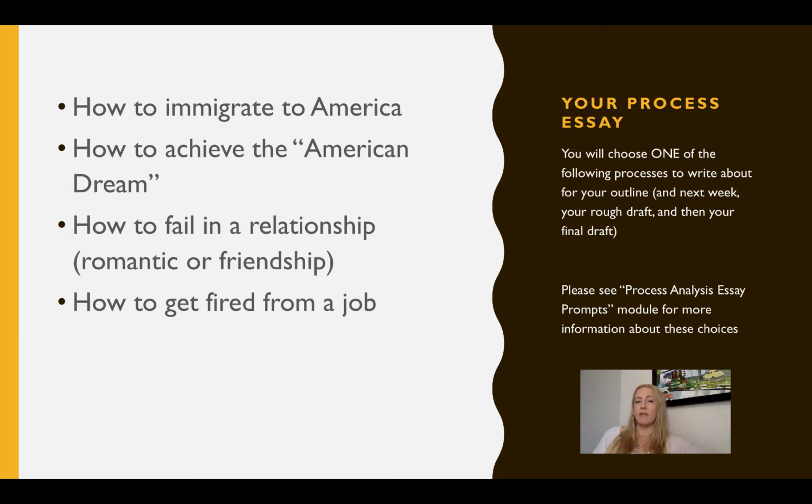Two is how to achieve the American dream. You're going to see on your essay prompts, which is on a module in Canvas, that I wrote that the first part to understanding this prompt is what actually defines the American dream. This is an idea that we come across several times in the novel that we're reading, The Book of Unknown Americans, and I think this is something we come across socially and culturally, and we talk about all the time. What does it mean to achieve the dream?